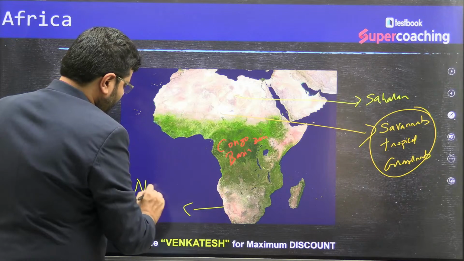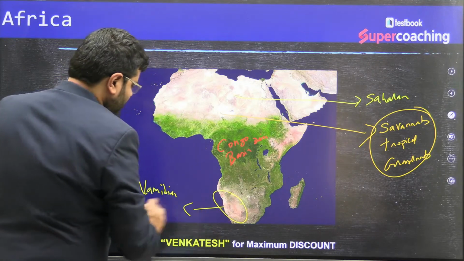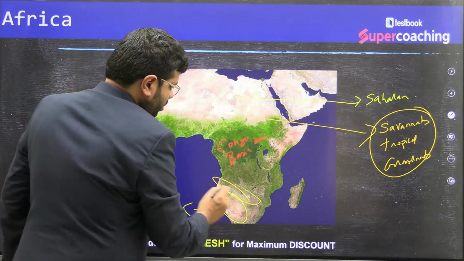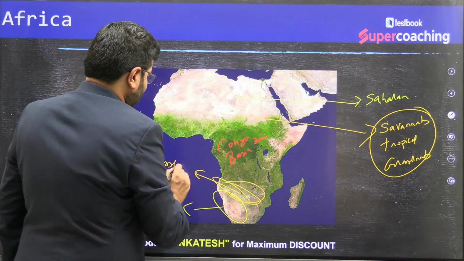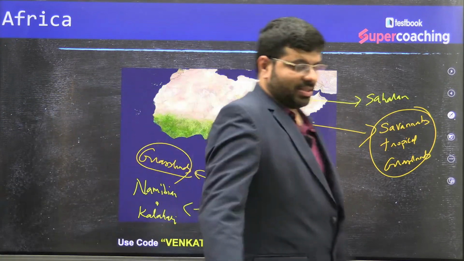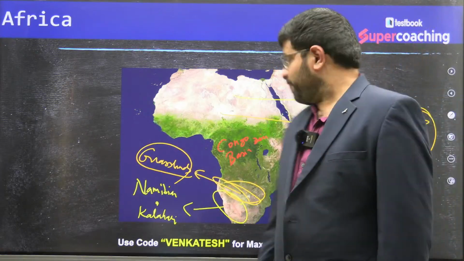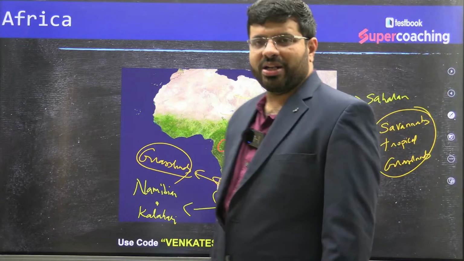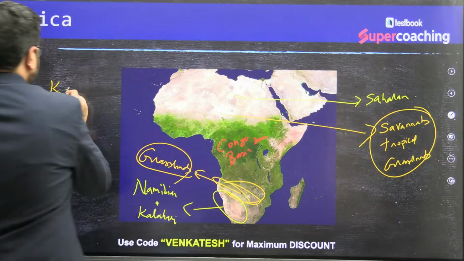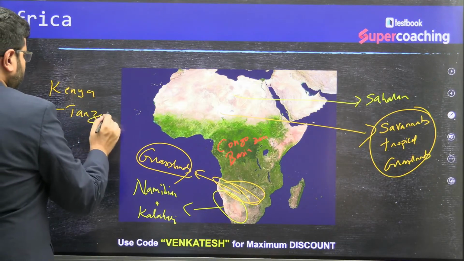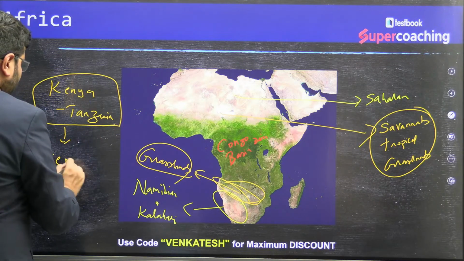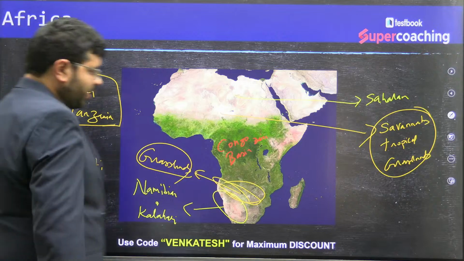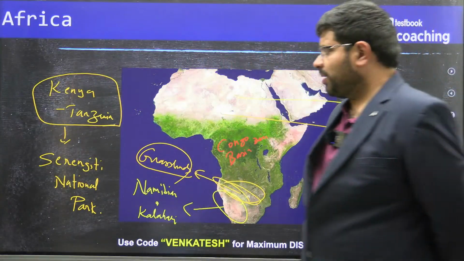You have the Namib desert and the Kalahari desert. And once again, at the transitions, these are the transitional areas of grasslands. So be it the grasslands here, be it the grasslands here, they are very famous for wildlife. In fact, one such important wildlife area, which is located at the boundary of Kenya and Tanzania, is a national park called Serengeti National Park.